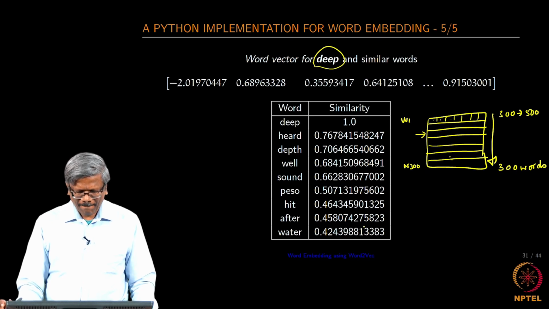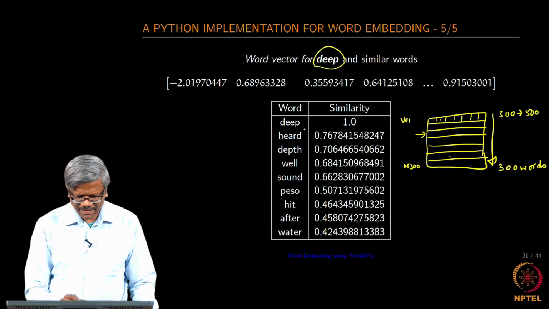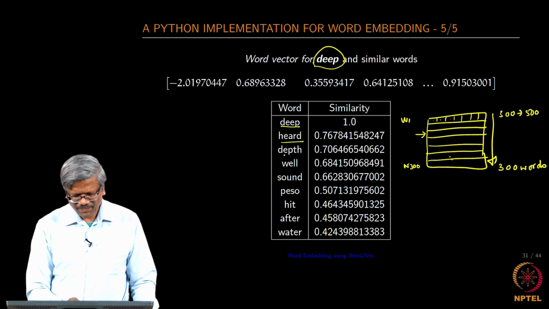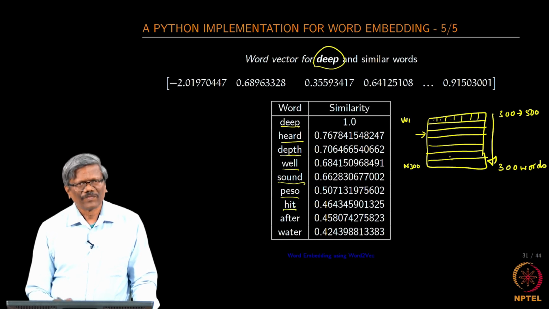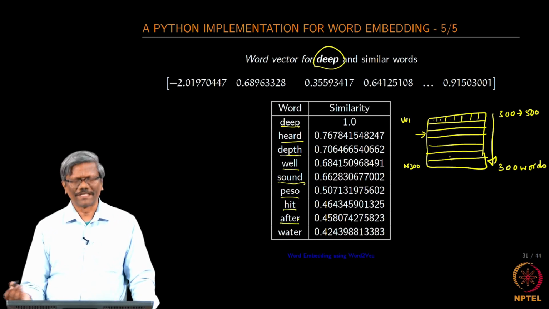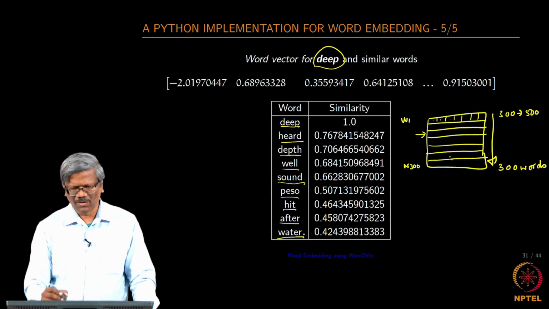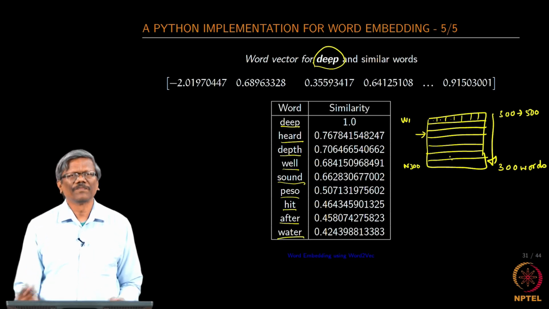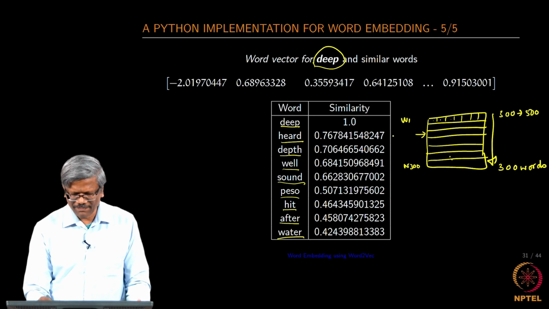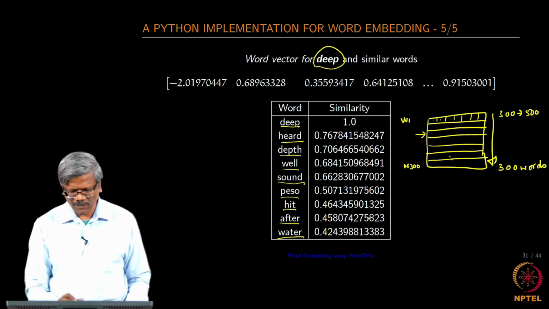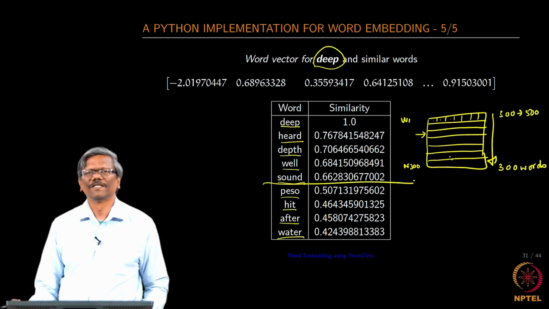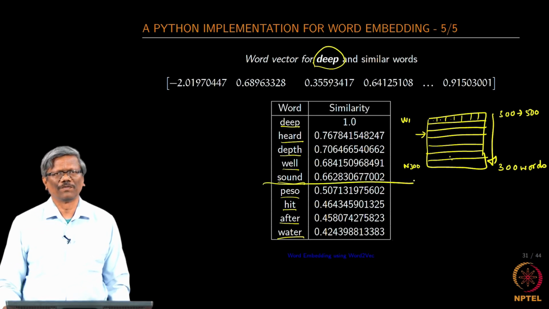Okay. So, you will see that heard, depth, well, sound, peso, there is a coin used, and then hit, after how many seconds you heard, water. All of those words are related to deep in this case. It varies from 0.77 or rather 0.8 to 0.4. If you want still closer ones, you do not want beyond 5 or 4.